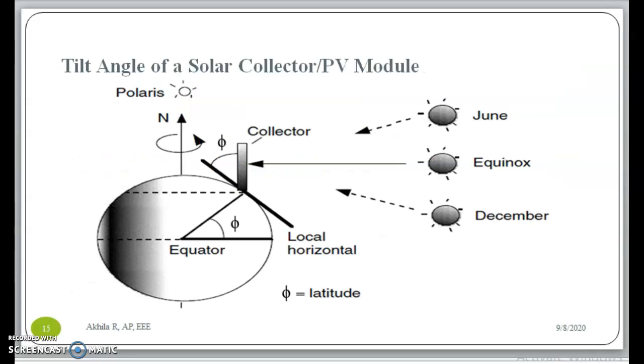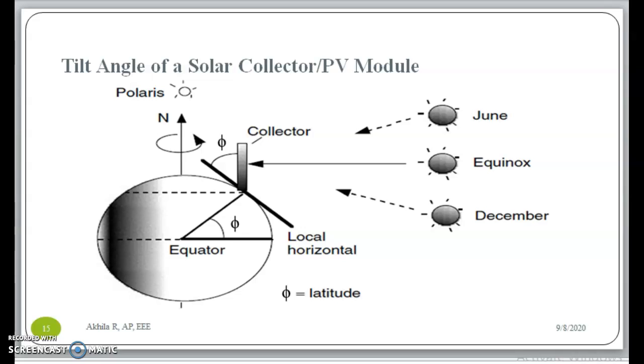And today we are going to discuss a few other types of angles that are known with respect to the solar collector. So first is the tilt angle of the solar collector, or you can say a PV module. Okay, we will just look at the diagram and then go for the explanation.